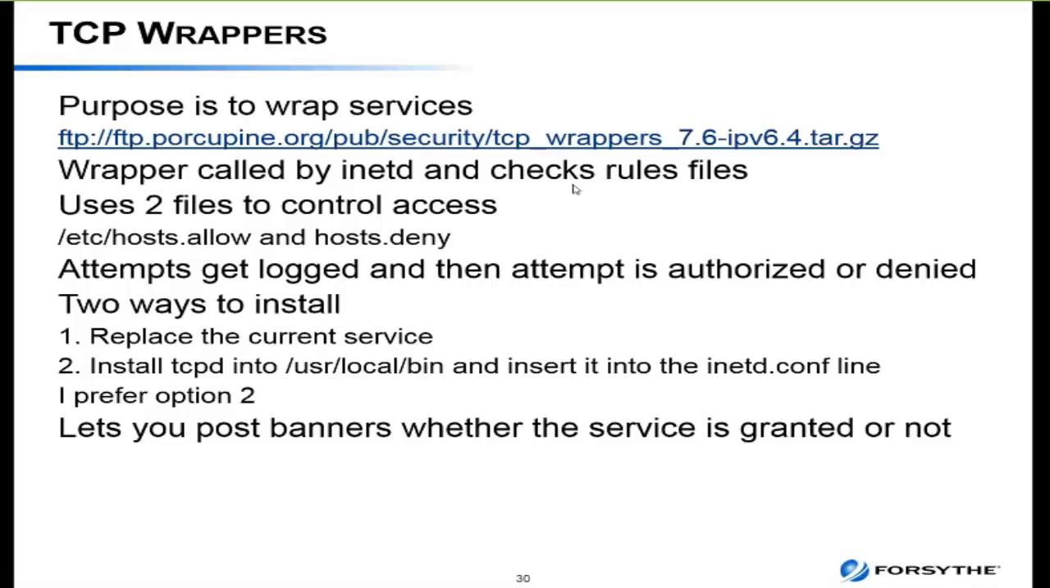TCP wrappers, as I mentioned before, basically logs attempts to access and then looks to see if you're allowed to do it. And it will also allow you to add banners whether the service is granted or not, so that's very useful. With option 2, what happens is inetd calls the wrapper, checks the rules files, which are hosts.allow and hosts.deny, applies the rules, and then determines what's going to happen regarding access.